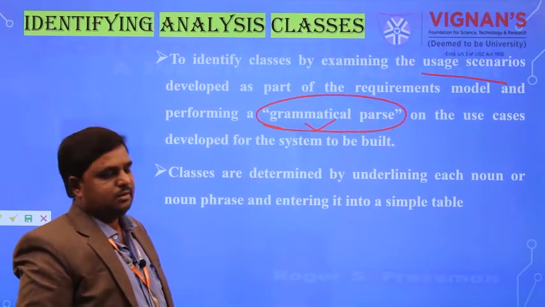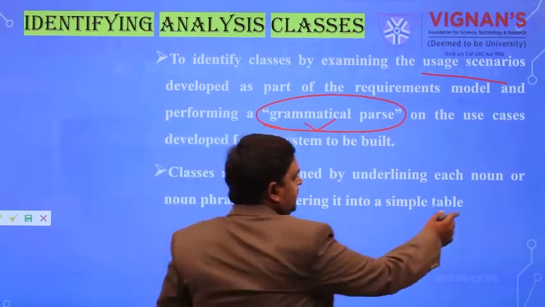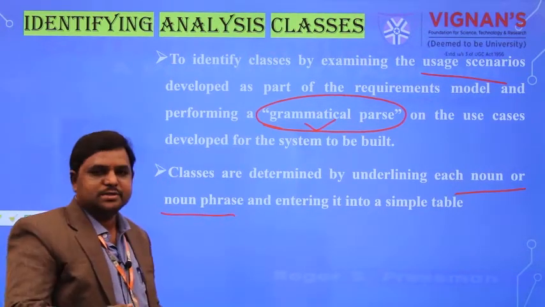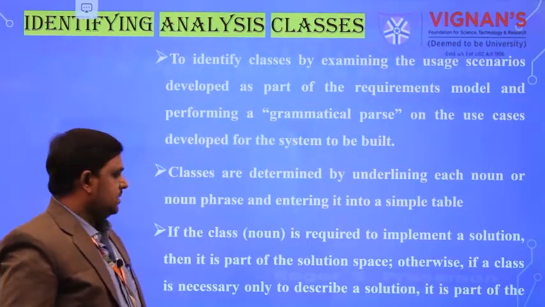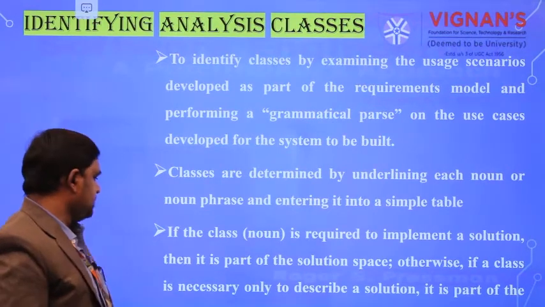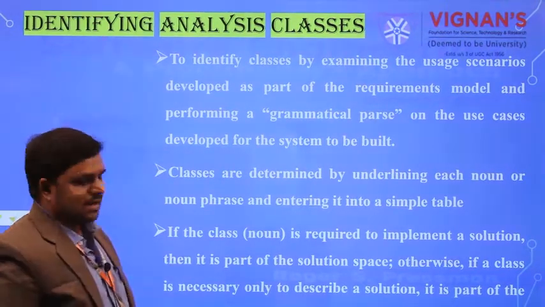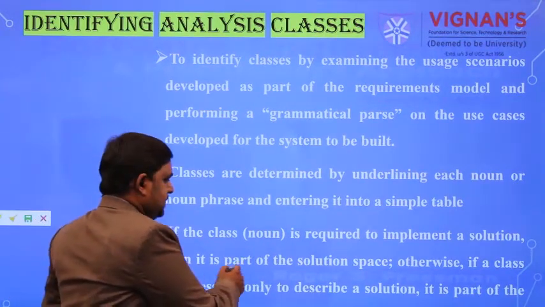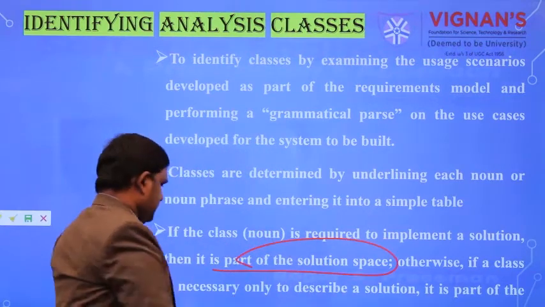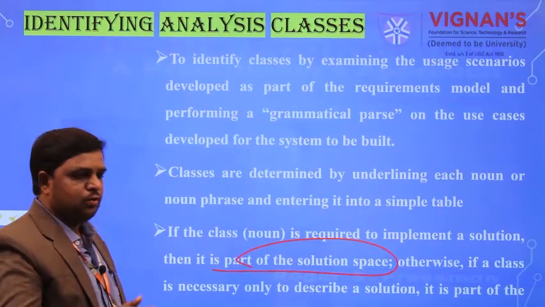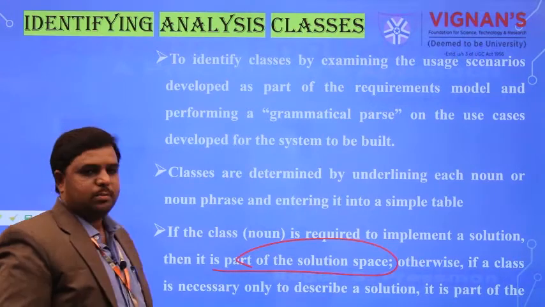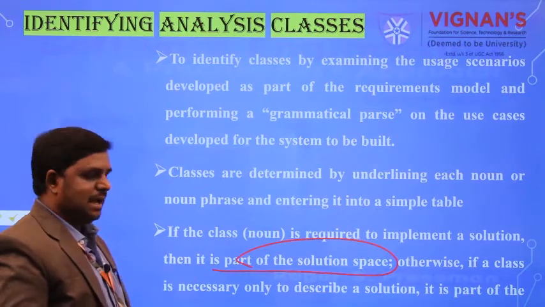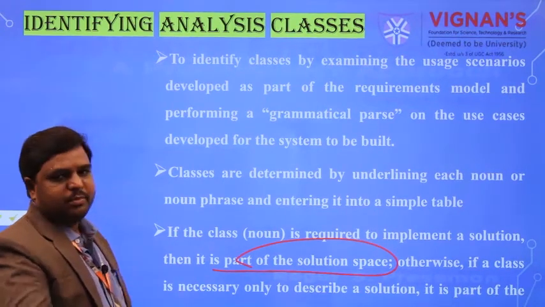And classes are determined by underlining each noun or noun phrase and entering it into a simple table. If the class noun is required to implement a solution, then it is a part of solution space. Otherwise, if a class is necessary only to describe a solution, then it is a part of problem space.